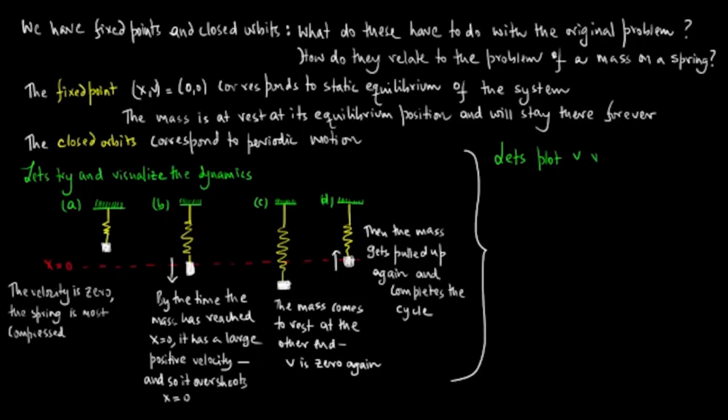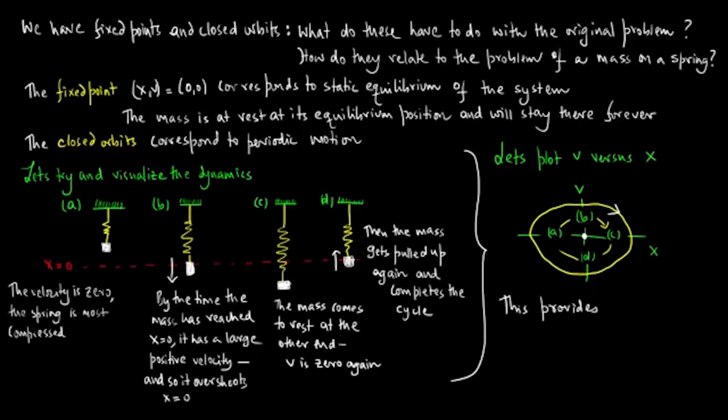Now let's plot v versus x. We have the four different positions A, B, C, and D. And we get a closed orbit. So this provides a phase plane analysis of the simple harmonic oscillator.